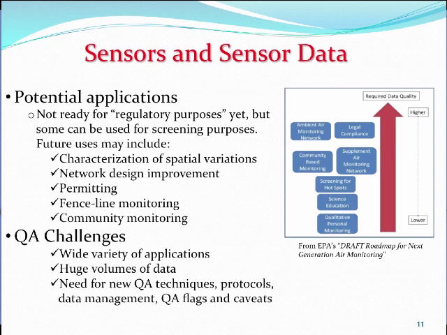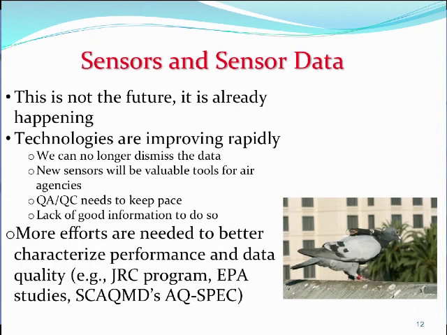We need new QA techniques and protocols for data management, and different types of flags and caveats that could be put on the data. All this should probably be developed before it hits big time and starts causing us all a lot of grief. And again, it's not necessarily the future. It's already happening. These are on the market. We have community groups in South Coast and elsewhere that are already using these. And the technologies are improving rapidly.